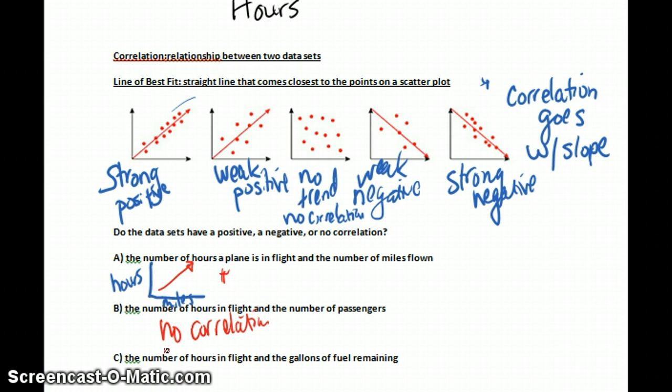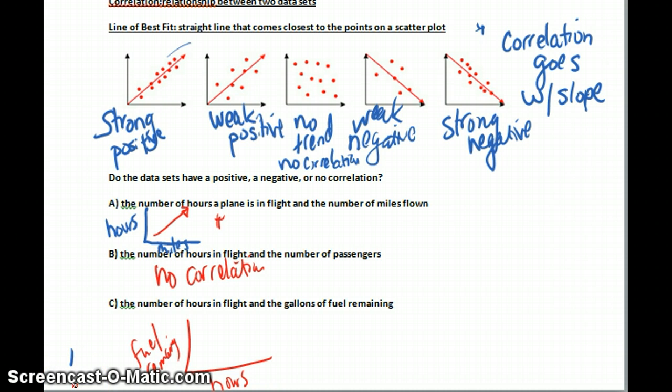And the last one, the number of hours in a flight and the number of gallons of fuel remaining. Again, we ask ourselves, can we predict anything from this? We're going to say that the longer this flight occurs, so the longer the hours as we move left to right, we're probably going to start off with a lot of fuel, and as we move with more and more hours in flight, that's going to decrease. So that's going to be a negative.